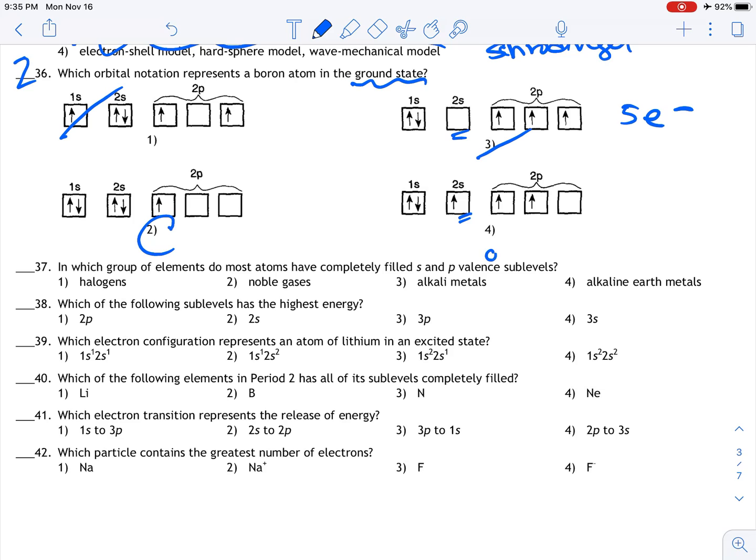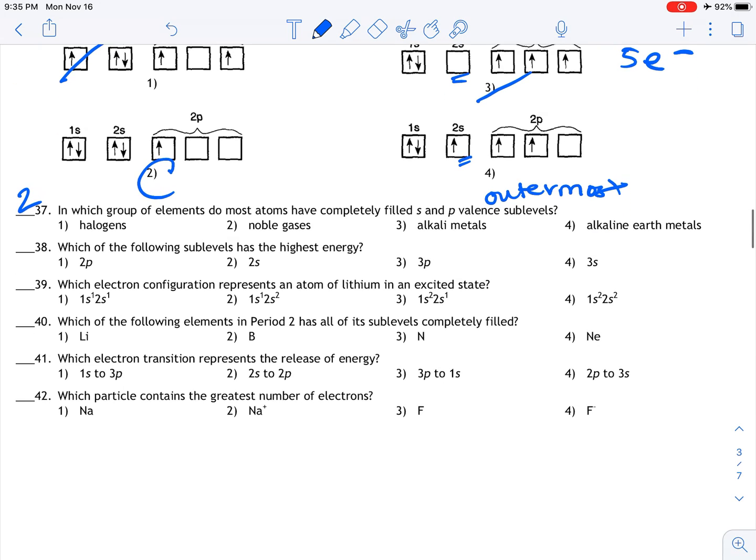In which group of elements do most atoms have completely filled S and P valence sublevels? Now, valence means outermost. So if you are completely filling the P, that is all the way to the right of the periodic table. So that would be the noble gases, all the way to the right.